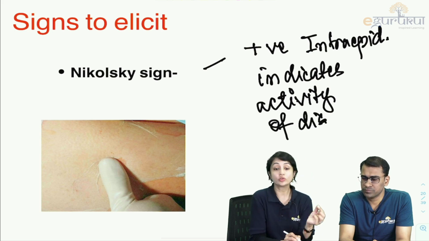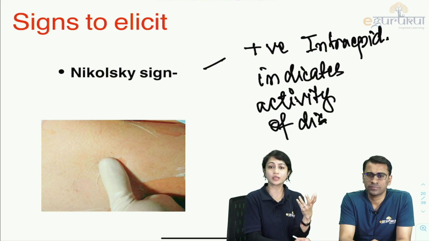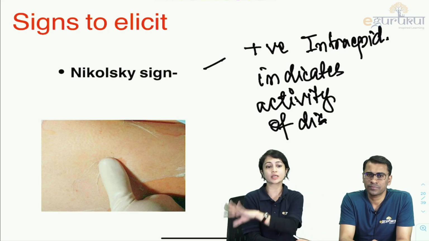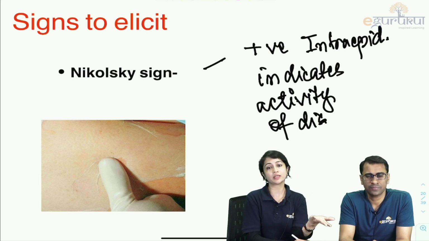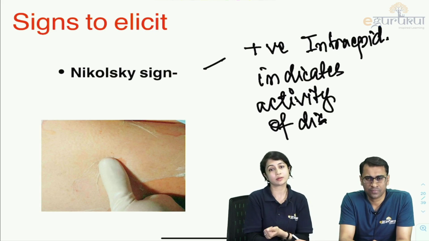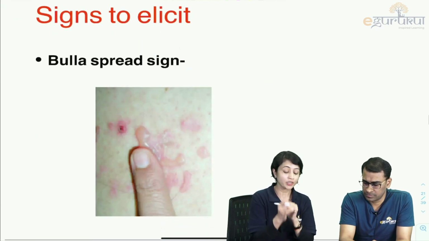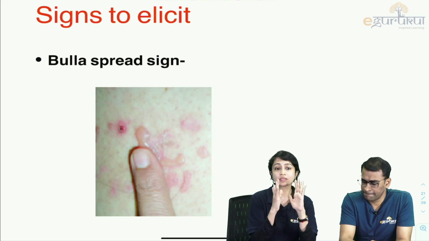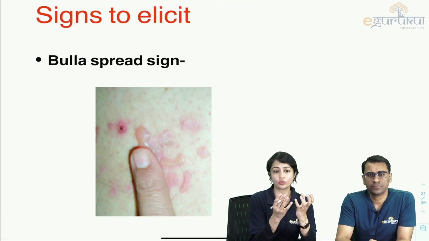Okay. So Nikolsky sign, always in the question, sometimes they give you Nikolsky sign is negative, Nikolsky sign is positive. That is in itself an indicator whether we are dealing with intra or subepidermal disorders. Next sign is the bulla spread sign. This is less commonly asked, but we should know about it.